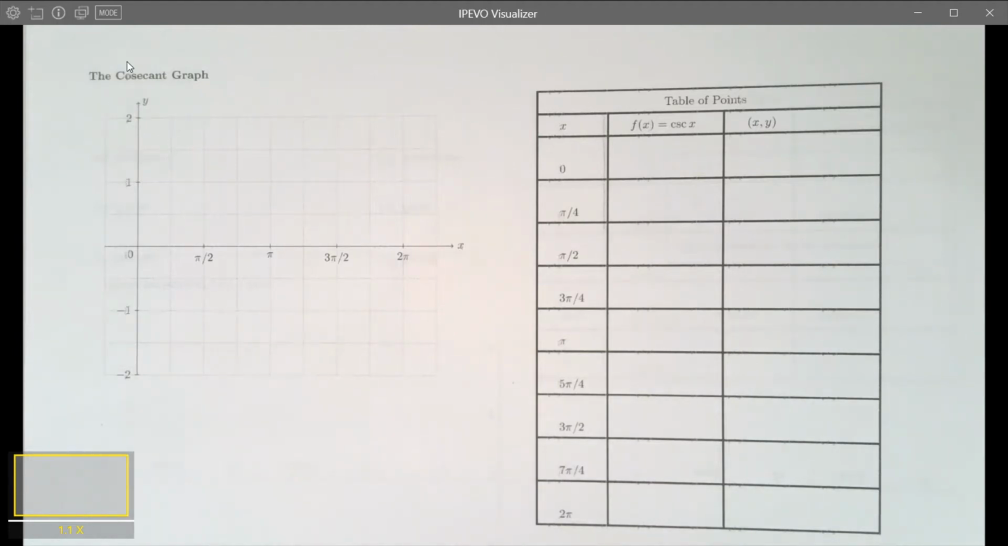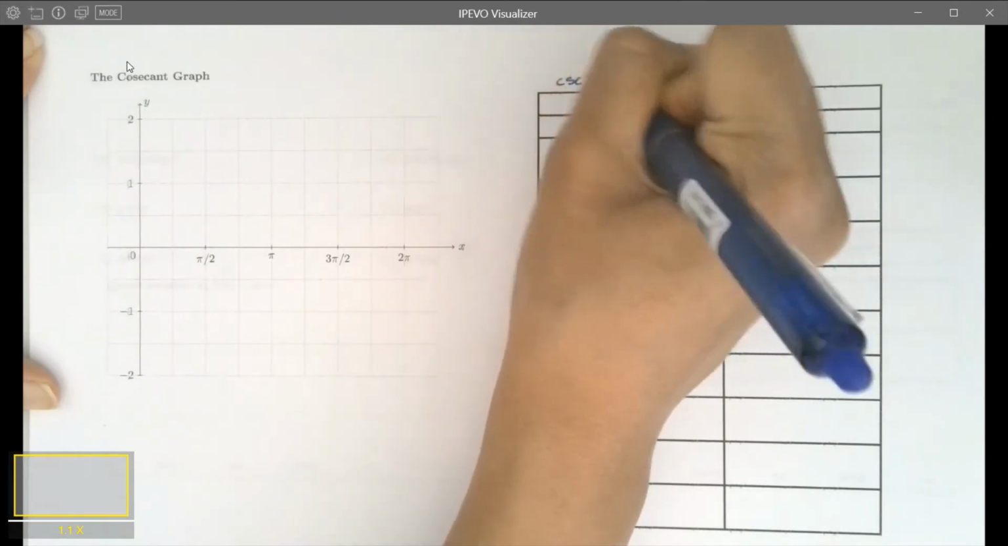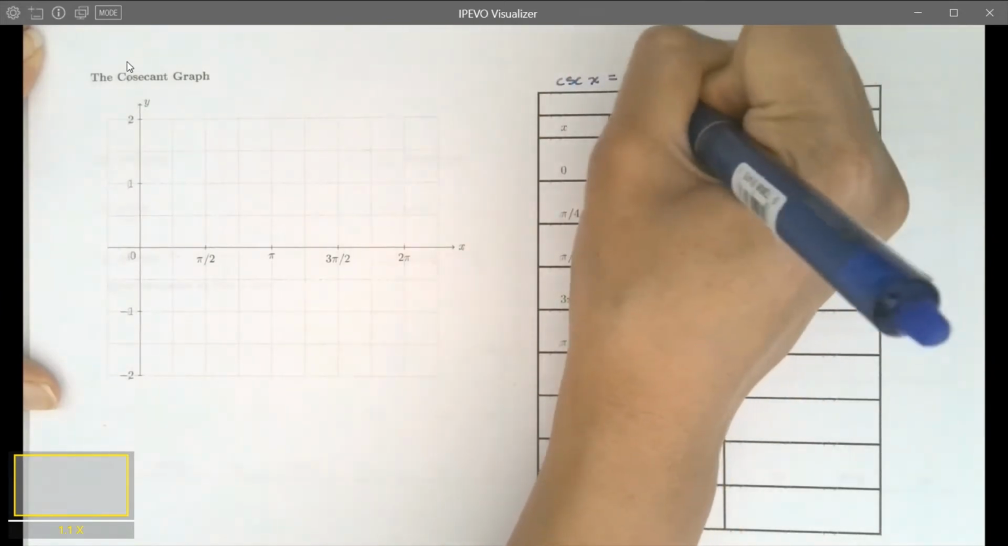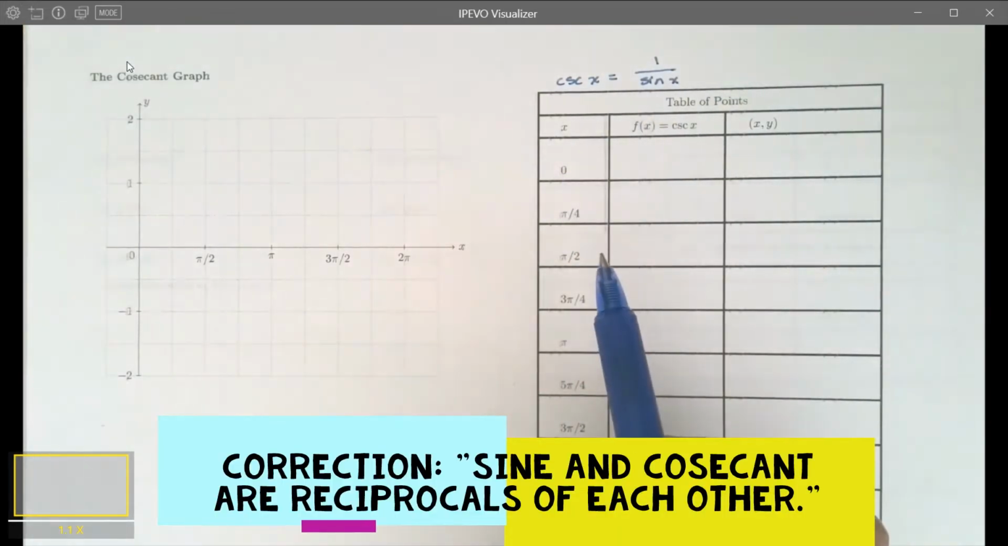The next graph that we're going to be considering is the cosecant graph. And actually for the cosecant, I'm going to rely heavily on the sine graph, and here's why. If you recall, cosecant of x is the same thing as 1 over sine of x, because secant and cosecant are reciprocals of each other.